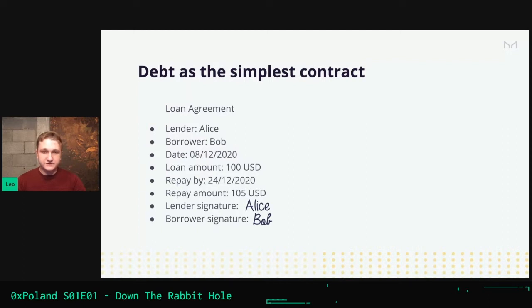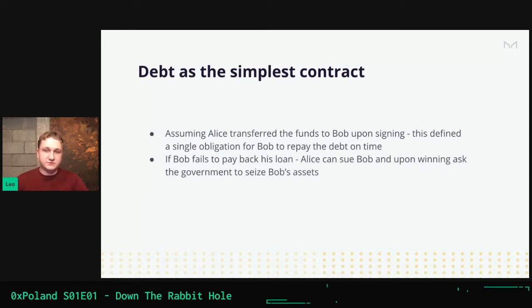You have two parties. You have the lender and you have the borrower, which are contracting together. You have the date, you have the loan amount, and you have the date by which the loan should be repaid, and the repay amount, which is usually more than the loan amount because you need to pay to loan the money. This is the fee. And there are the signatures of the lender and the borrower that they agree to that. So this is the basic structure.